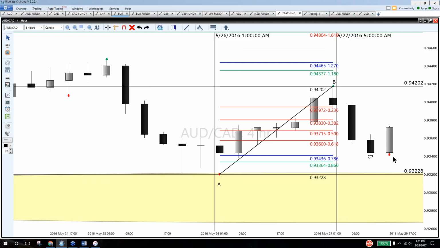Now, as it turns out, this is the low right here of this candle, 0.9347. This candlestick formation, low of 0.9345, is slightly lower than where I currently have my C. So this would become my new C. But this is also a bullish decision candlestick formation. This is the signal from the market that the market's getting ready to move in my direction.